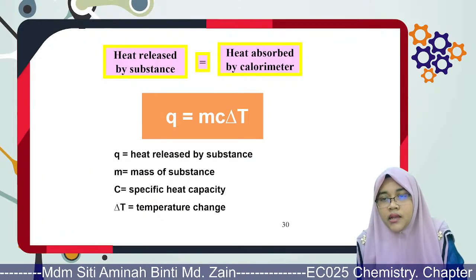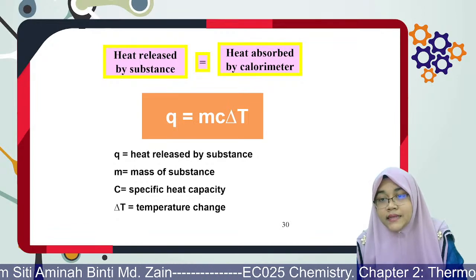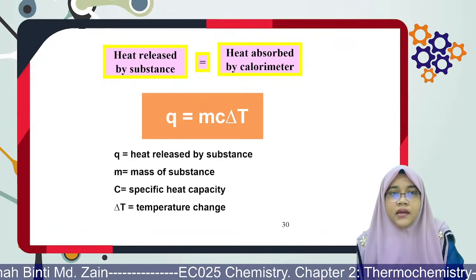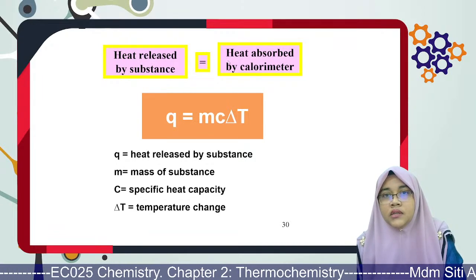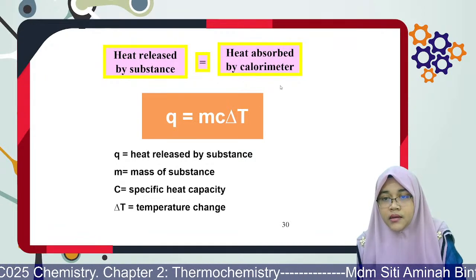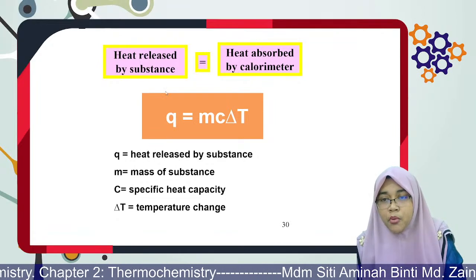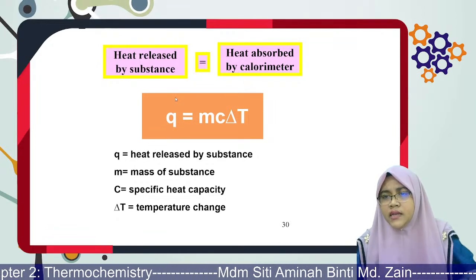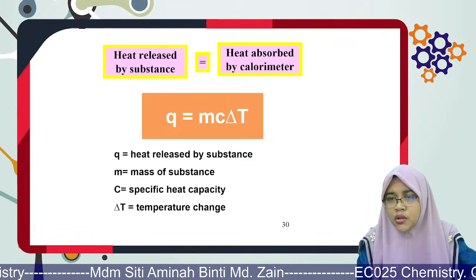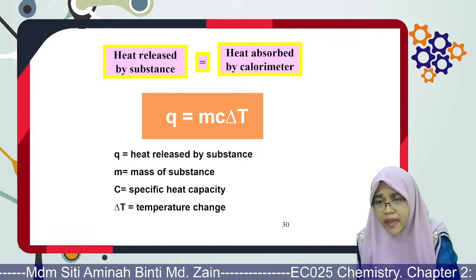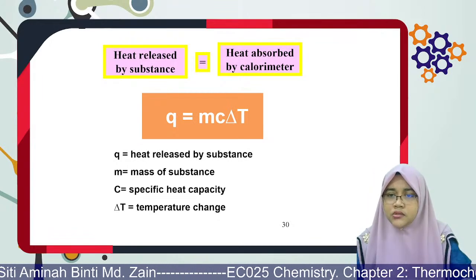Okay, as I told you earlier, heat released by the substance equals heat absorbed by the calorimeter. The main point there is whatever heat is released must be equal to the heat absorbed. If it released 2 joules, it must absorb 2 joules. If it absorbed 3 joules, it must release 3 joules.